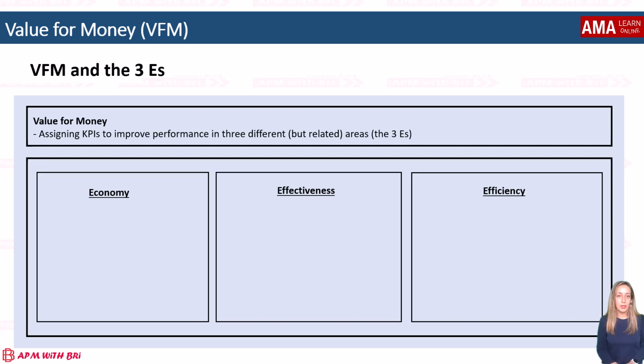and for us at APM level, it's very important to not just know the definition of each of the 3 E's, but make sure we understand it. So we can apply that to scenarios, we can identify whether the 3 E's have been achieved, and of course, very importantly, we are able to measure that, so suggest key performance indicators that would work in context. So let's remind ourselves what economy is about.